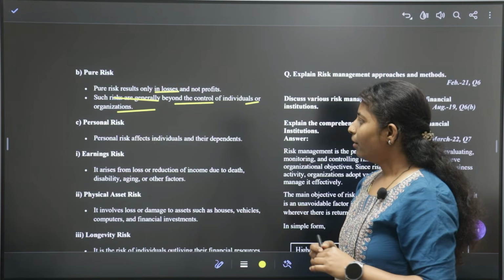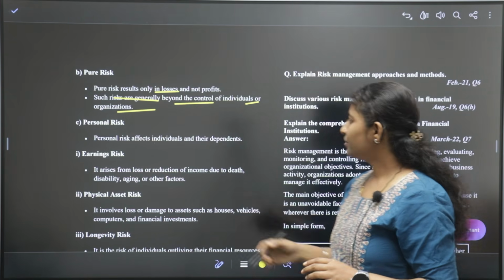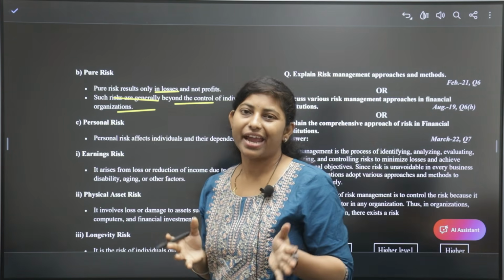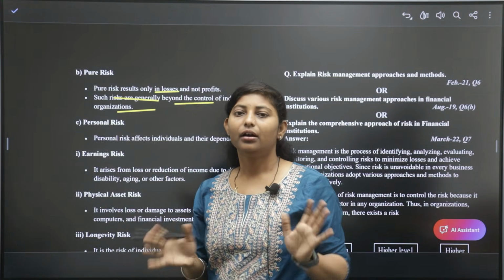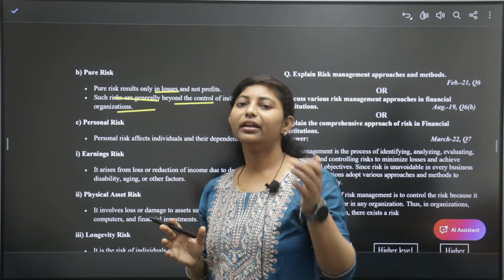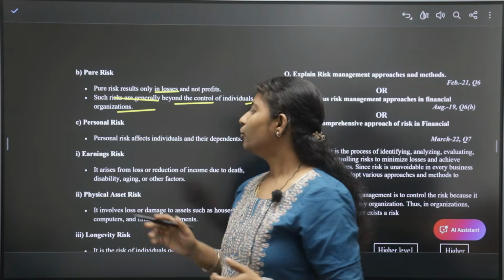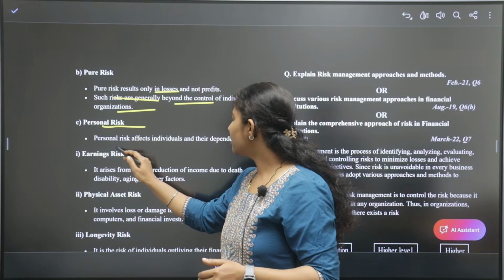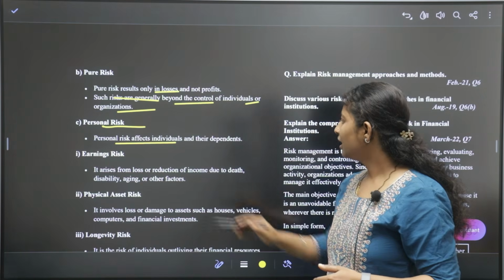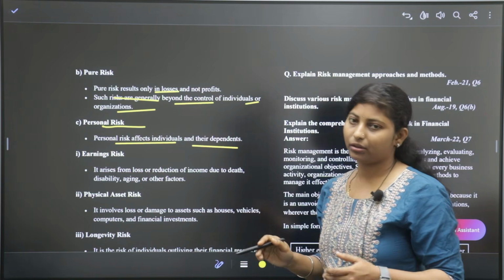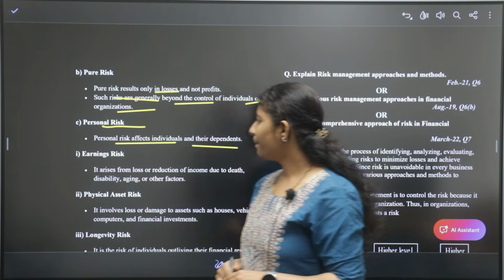Next we have personal risk. Personal risk means the expenses which can be extended by the person. If he incurs expenses beyond his means, then the individual needs to face it. Such risk we say as a personal risk. Here personal risk affects individuals and their dependents. So such risk we say as a personal risk.